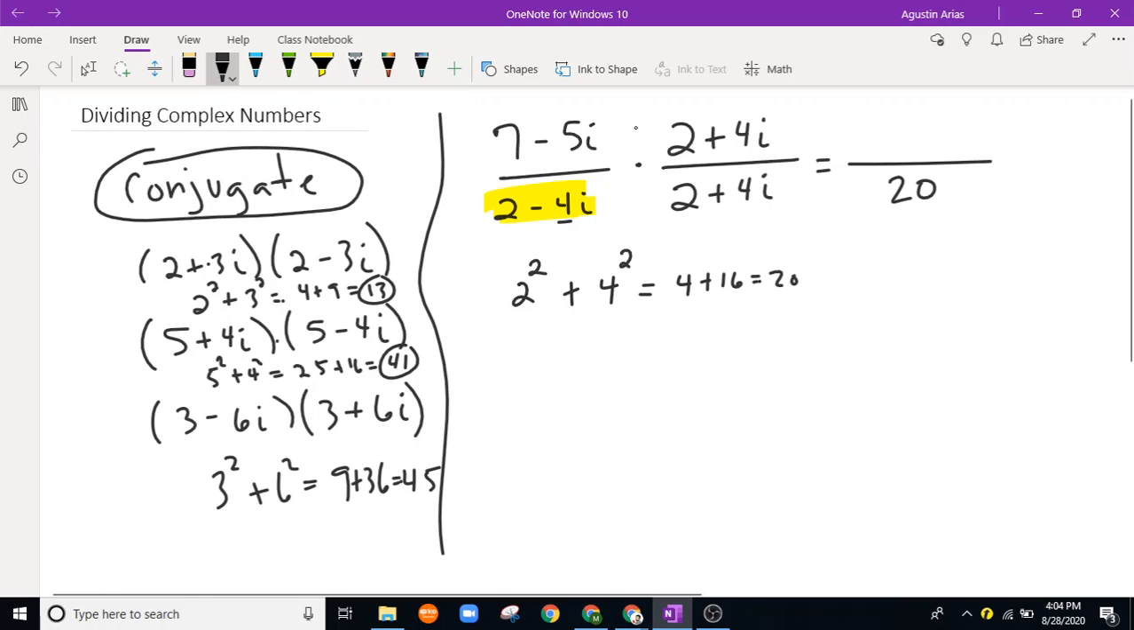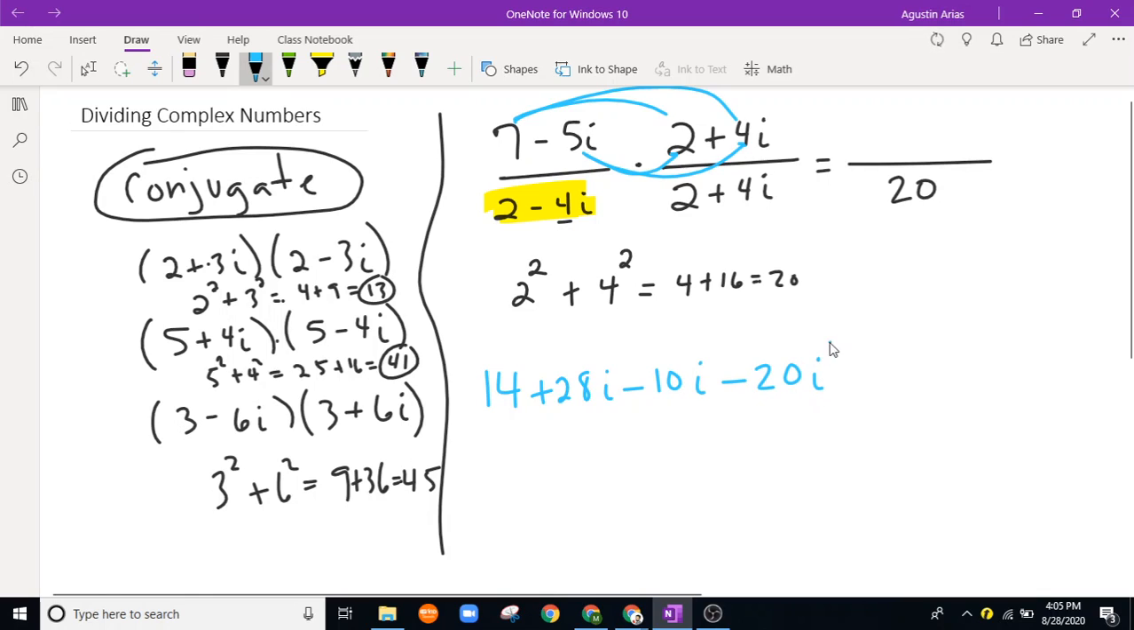Now in the numerator, it's not that simple. There you do need to multiply everything out. So in this case, it's going to be 7 times 2. Let me write it over here. That's 14. 7 times 4i, that's plus 28i. Then the next term, negative 5i times 2 is going to be negative 10i. And then negative 5i times 4i is going to be negative 4 times 5, which is 20.